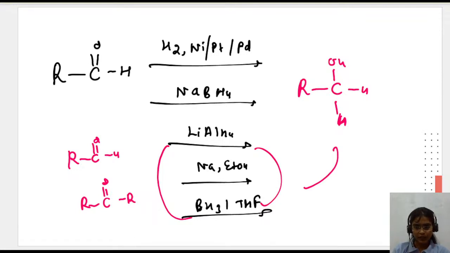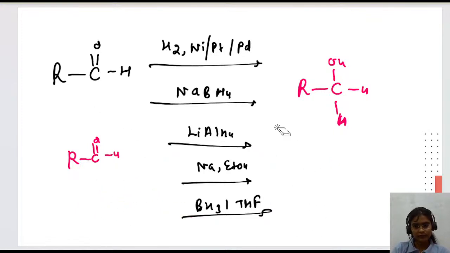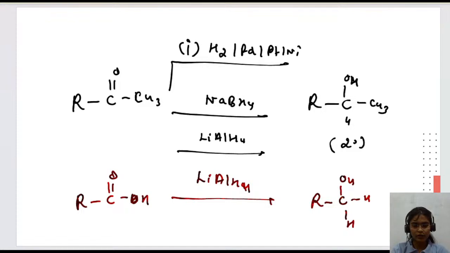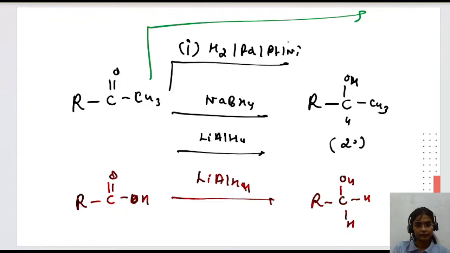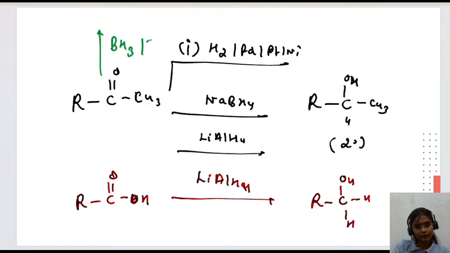Okay, let me write separately. Maybe you are having a problem. Let me erase this. First focus on this and the ketone side. This one or one more. Okay, I hope you're getting it now. The last two you can use for this.